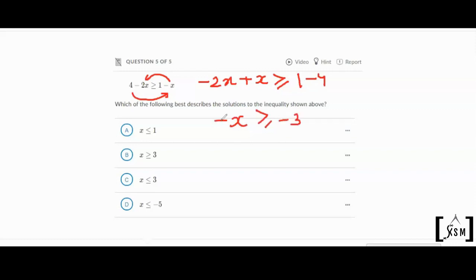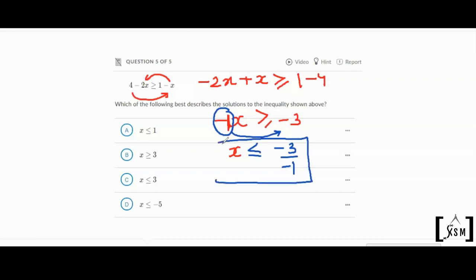Now this is negative x. So we have to remove the negative 1. So negative 1 will go to the other side because negative 1 is a negative number. In inequality, negative goes to the other side and changes the direction of inequality. So minus 3 divided by negative 1. Because we brought negative 1 down, that is why inequality got changed. A negative number changes the direction. Okay. So x is less than or equal to 3. Option C should be the correct answer.